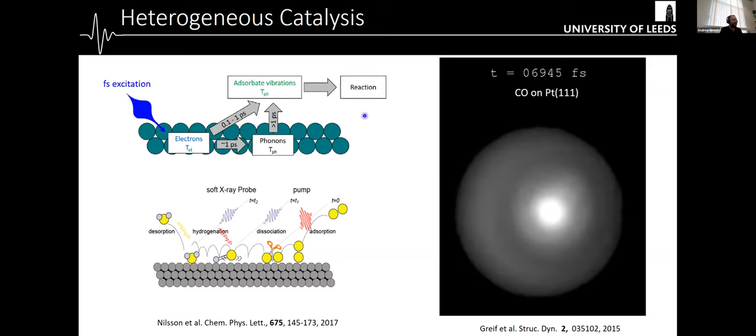This simulation moving over to the right is a molecular dynamics simulation of a single carbon monoxide molecule on a catalytic surface. As you pump at zero picoseconds, you see the molecule oscillate, and then that oscillation grows and dies down as you turn the pump off after 5 femtoseconds. What you would be able to do is put energy into the molecules on the surface with your initial pump, and then use various hard or soft X-ray probes to probe either the molecule on the surface or the surface itself, or look at homogeneous catalysis that's been discussed previously.